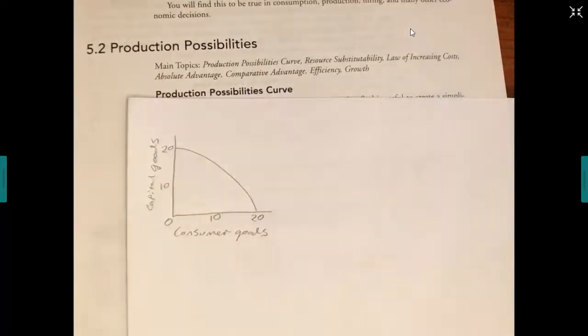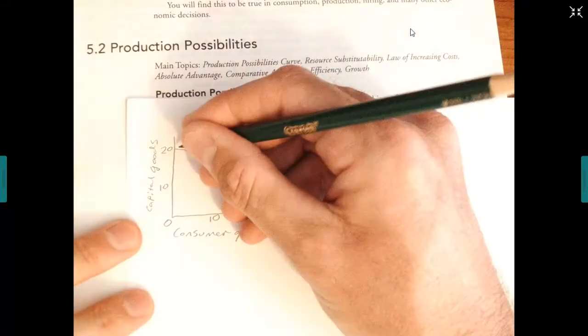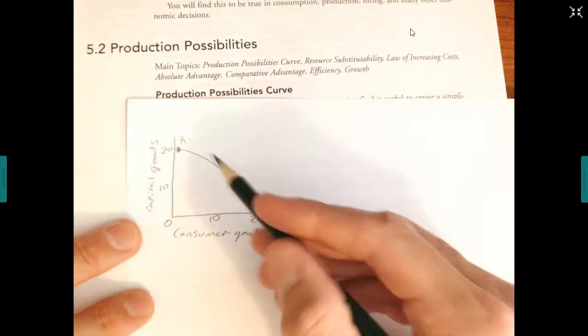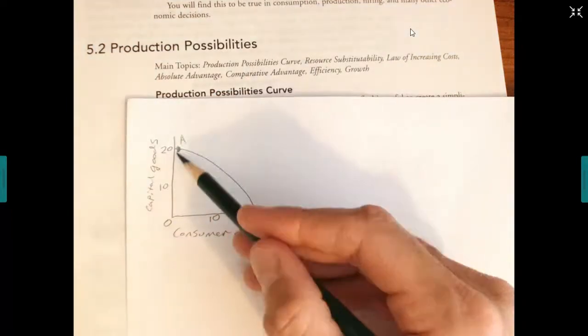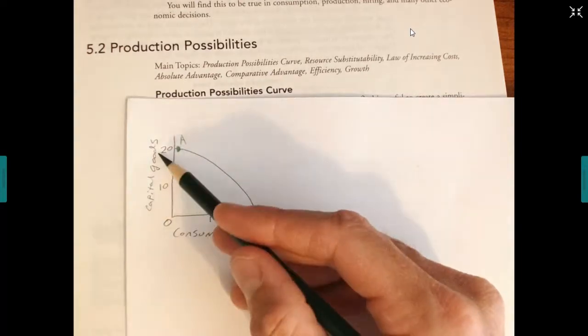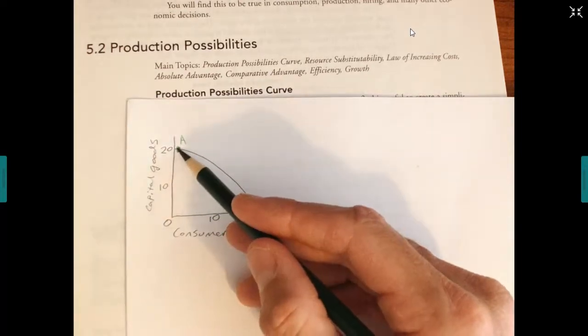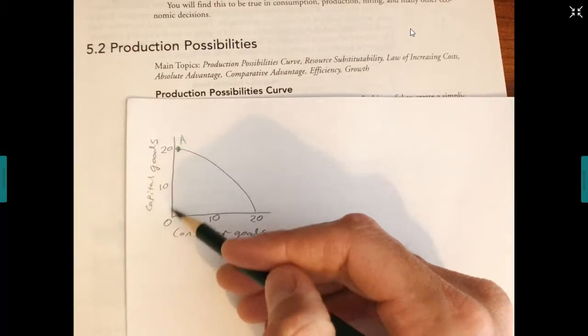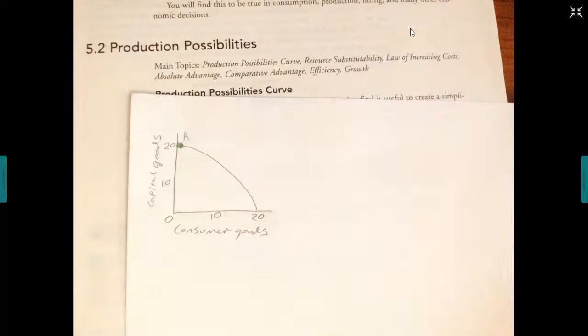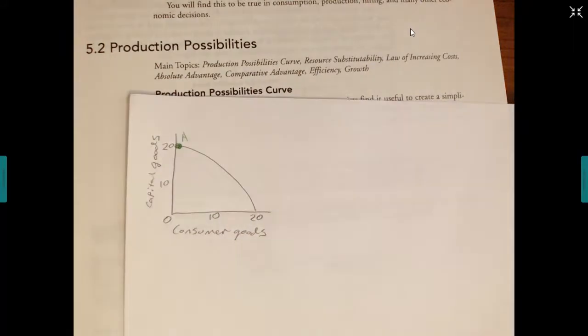It can produce, let's say, at this green position here, let's call this point A. If they're producing at point A, they're putting all of their resources into the production of capital goods, and they're able to make 20 capital goods and 0 consumer goods. That's all the way over there.